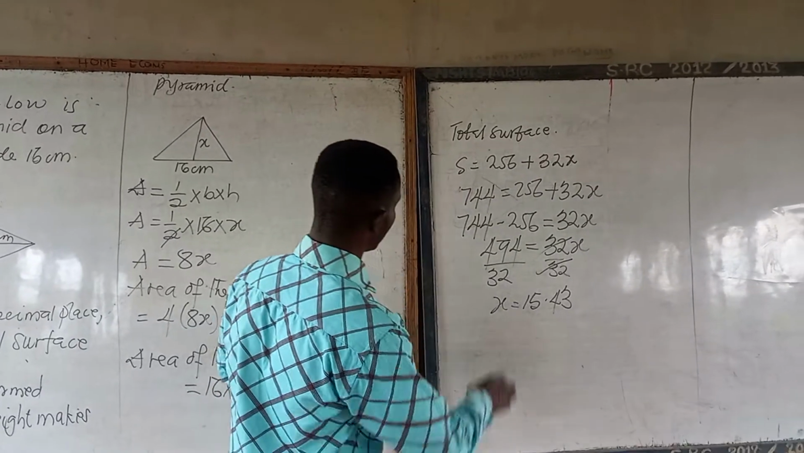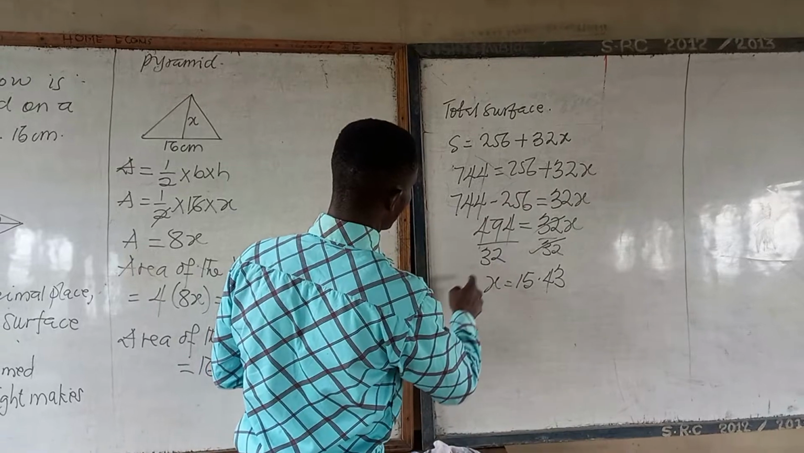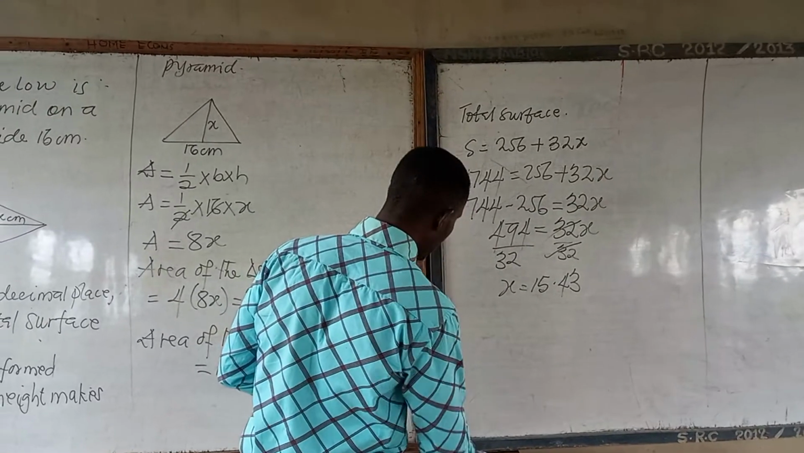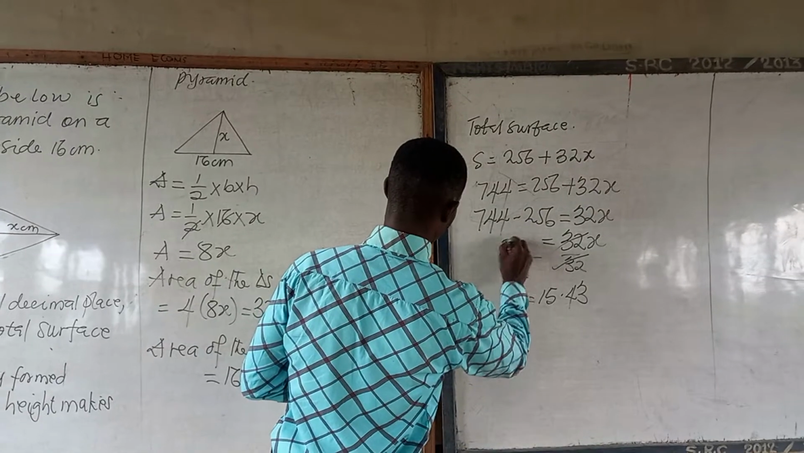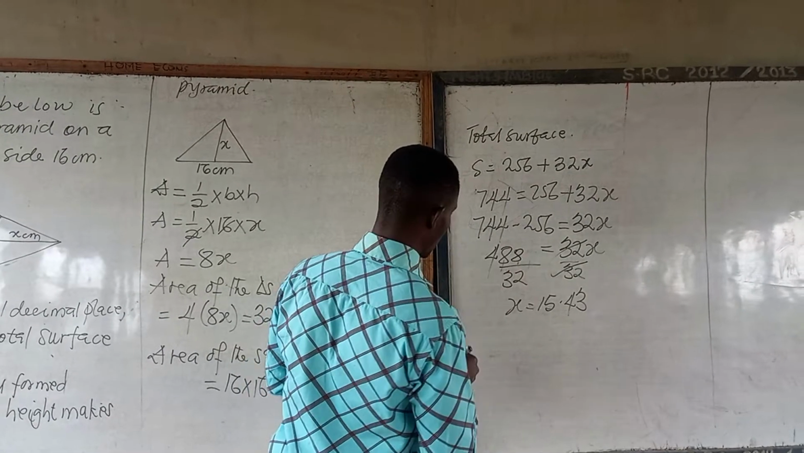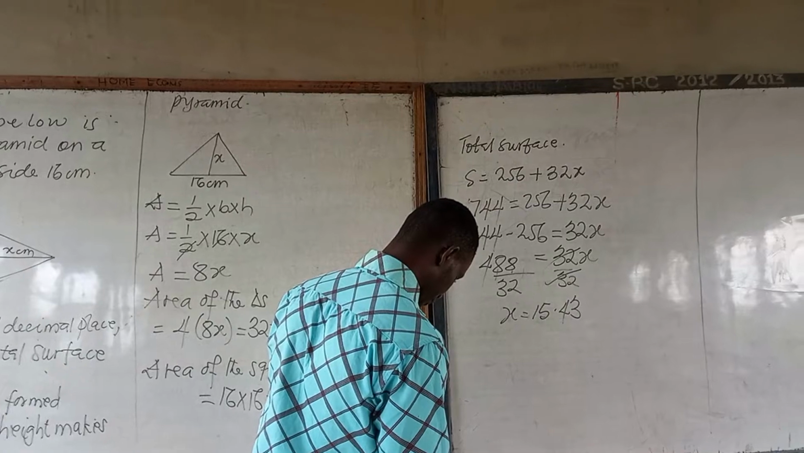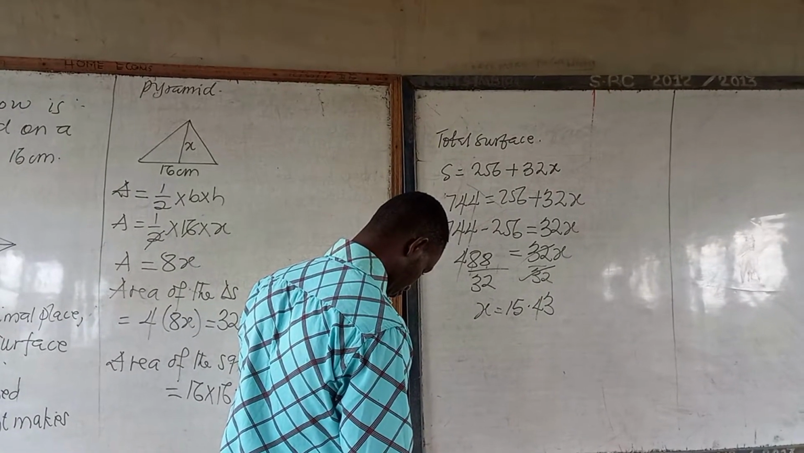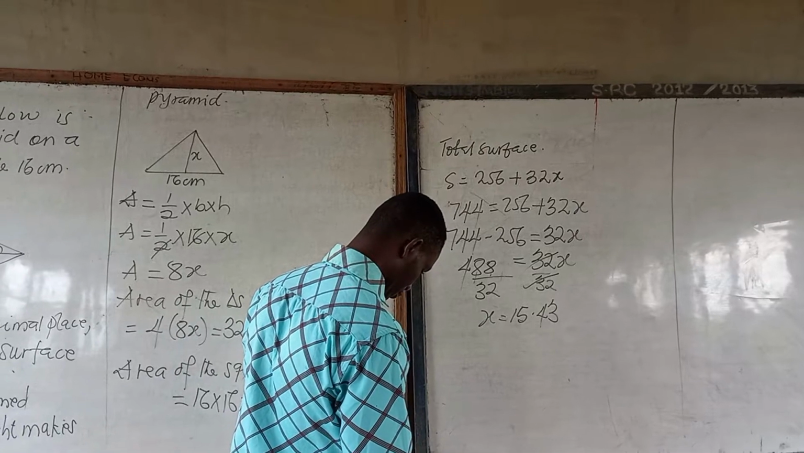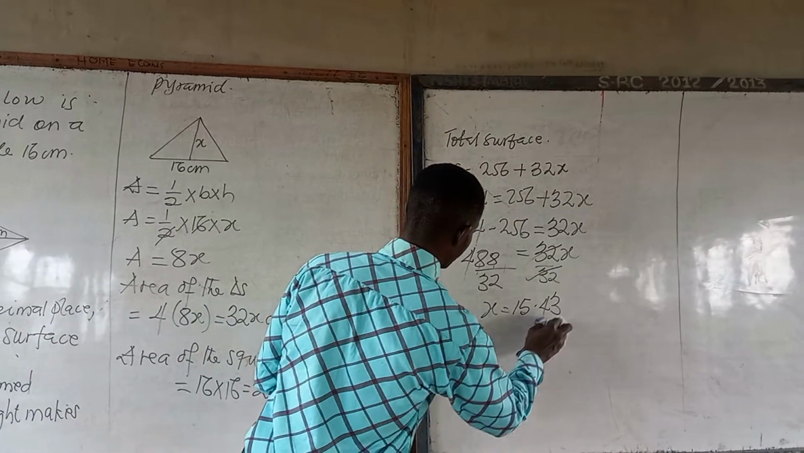If this one, 944 minus 256 will not give you 494. It will give you 488. 488. And 488 divided by 32 gives 15.25.